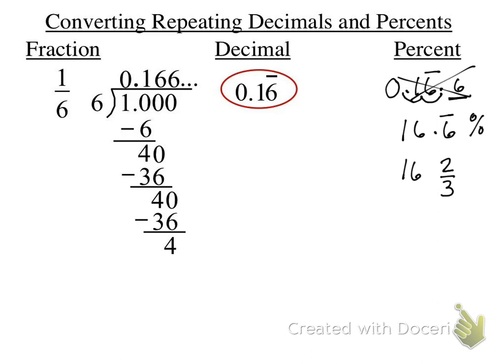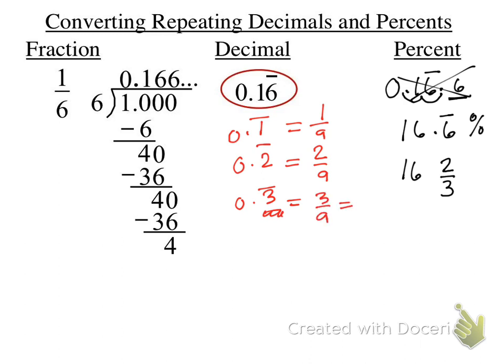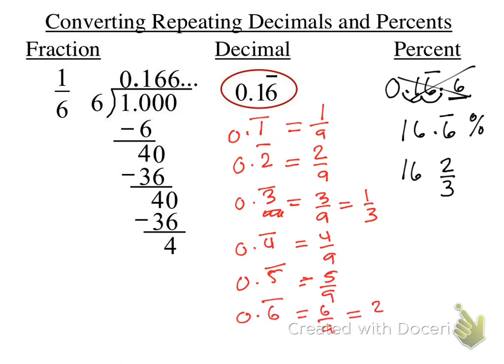Now, quick review on repeated decimals. 0.2 repeated is what fraction? Does anybody remember? 2/9. 0.1 repeated is 1/9. 0.3 repeated is 3/9 or 1/3. 0.4 repeated is what? 0.5 repeated is, does everybody get the idea? 0.6 repeated, 6/9 or 2/3.